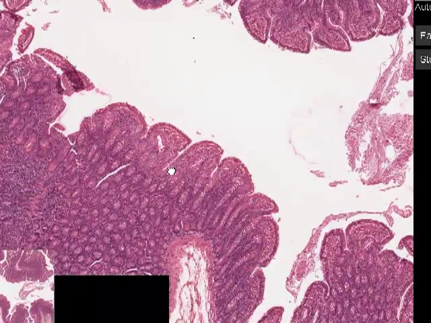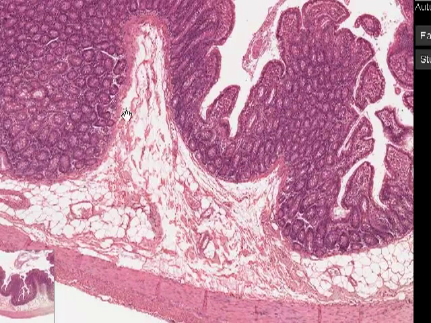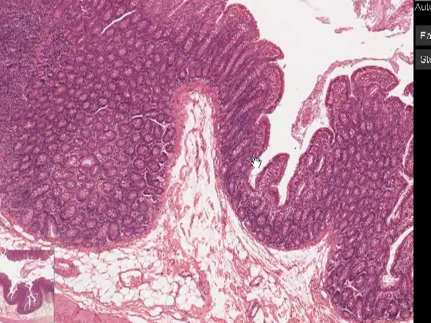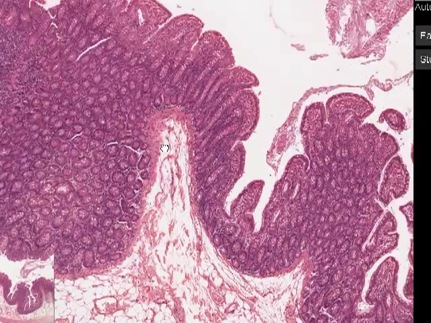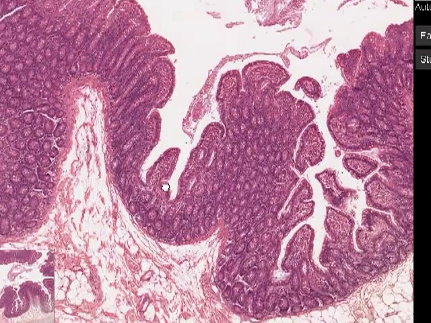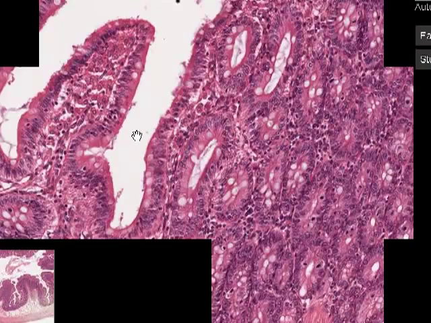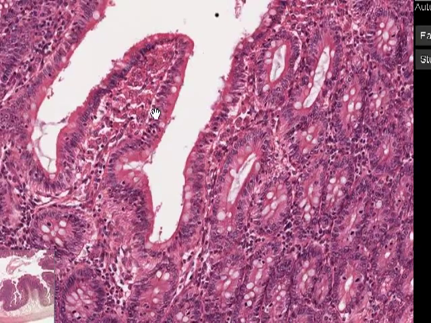If we increase in magnification a little, here we can see this is submucosa extending outward, so this fold here would be a valve of Kerkring. Overlying and extending out from the valve of Kerkring are villi. Let's look at this one here, for example. And when we look at the villus, we can convince ourselves, even at this magnification, that this is a simple columnar epithelium with goblet cells interspersed.